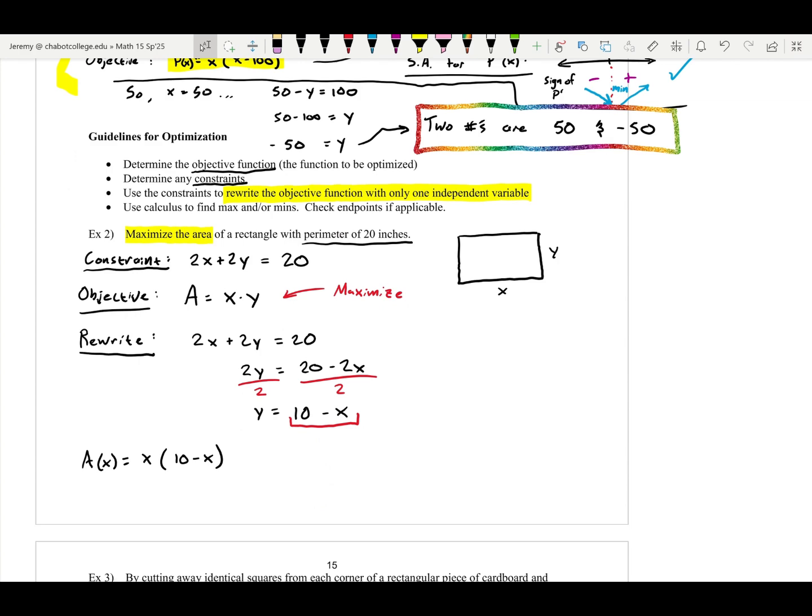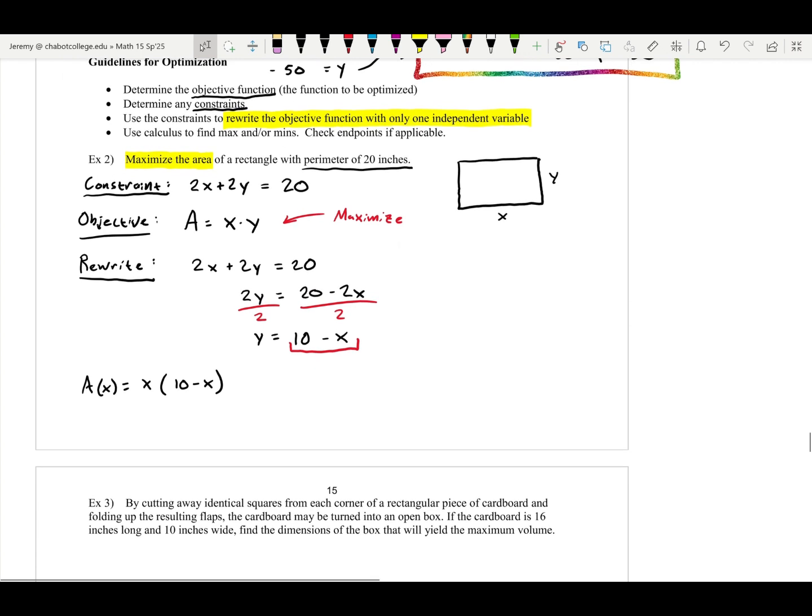So now I want to maximize area in this problem. So I'll be finding a derivative, finding critical numbers, doing a little sign analysis. So let's do that. So this is the actual maximize A of x step. So A of x, I'll distribute the x. 10x minus x squared, so then my derivative A prime of x will be 10 minus 2x.